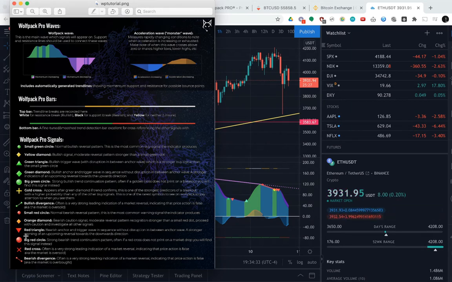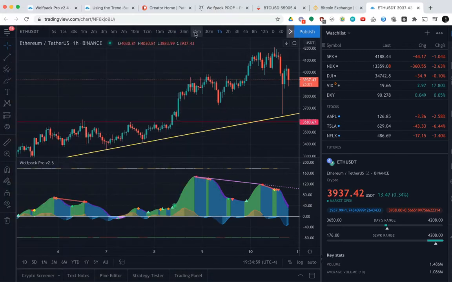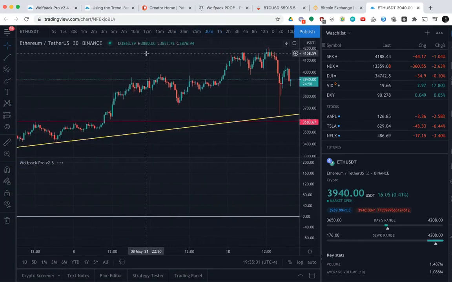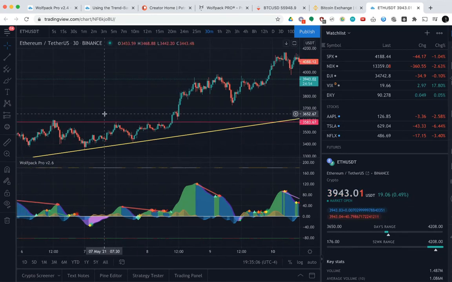However, I was noticing that I really wanted to have a signal that was stronger than the normal small green circle, the small green dot, but not as strong as one of these other signals here. So these are kind of intermediates, and they're functioning pretty well here on various time frames. I've caught a lot of the bottoms of the dumps with these.